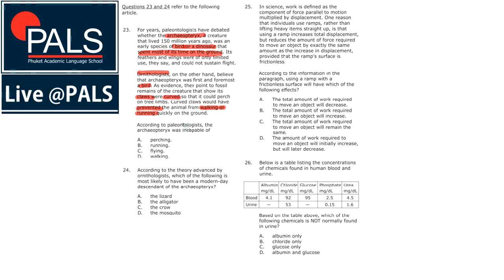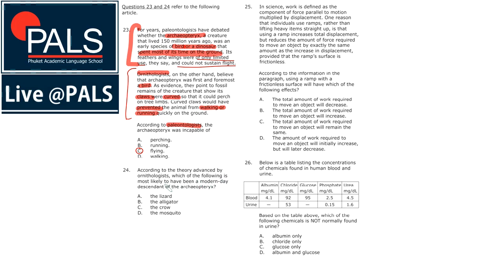According to paleontologists, so now we're talking about the first paragraph, the Archeopteryx was incapable of what? Its feathers and wings were of only limited use. They say it could not sustain flight, so it couldn't fly. That's what they say, incapable of flight. According to the theory advanced by the ornithologists, so now we are talking about the second paragraph.